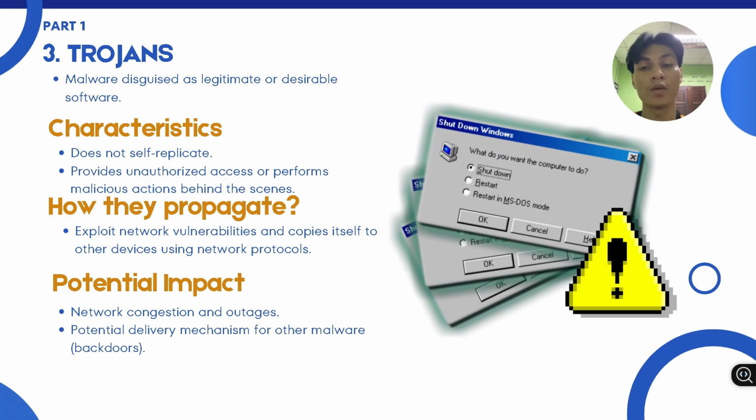Unlike viruses and worms, Trojans do not self-replicate. Their main purpose is to create a backdoor that allows attackers to gain unauthorized access to the system. Through this access, attackers can steal sensitive information, monitor user activity, install additional malware, or take full control of the infected device. Trojans are particularly dangerous because users often install them willingly, believing they are safe.